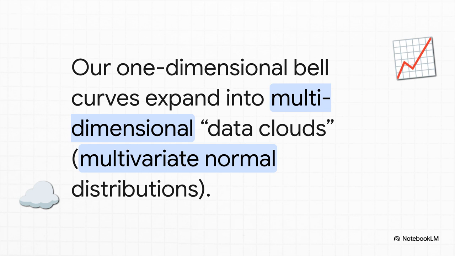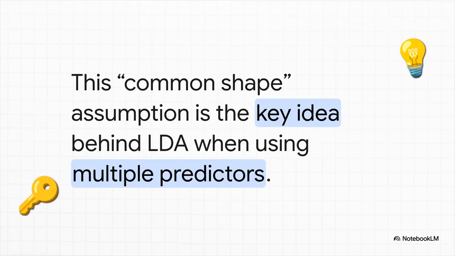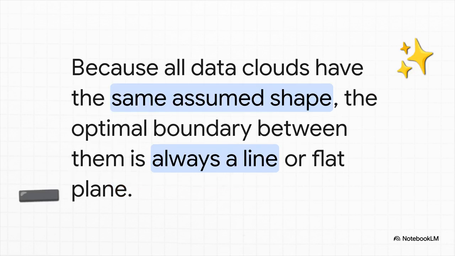Well, those simple bell curves suddenly become these multidimensional clouds of data points. Now, LDA assumes each cloud has its own center. But, and this is key, they all have the same shape. That idea of a shared shape is the real heart of LDA for multiple predictors. And since every data cloud has that same exact shape, the boundary is always a straight line.